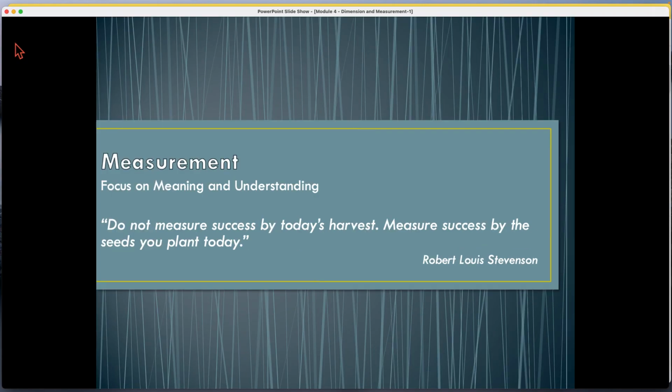We'll skip over some of these things. This is somebody else's PowerPoint, but a little bit on measuring. You do not measure success by today's harvest. Measure success by the seeds you plant today. What does that mean? Measure things into the future.